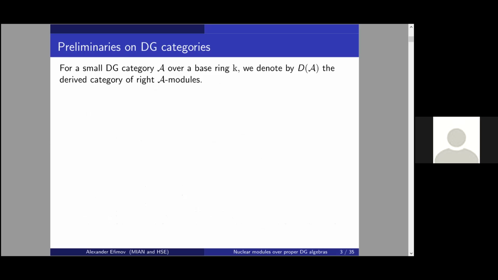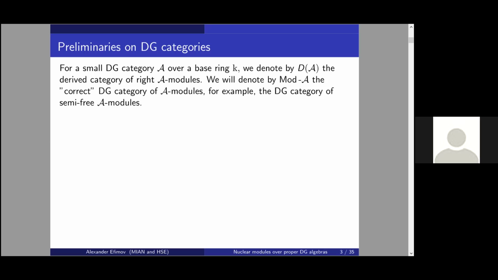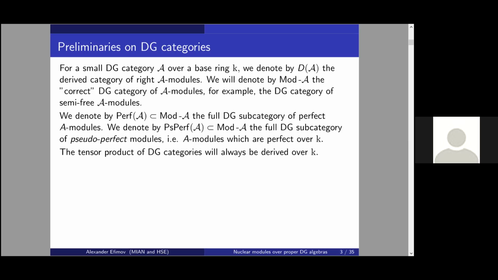Okay. I assume that people are somehow familiar with DG categories, so this is not really preliminaries on DG categories. It's basically mostly fixing some notation. For a small DG category A, I will denote by D(A) the derived category of right modules over A, and I will denote by mod A the correct DG category of A-modules. For example, you can take semi-free A-modules or homotopically projective A-modules. Inside this category, we have perfect complexes, which are the same as compact objects, and we have pseudo-perfect complexes, which are basically A-modules which are perfect over the base ring.